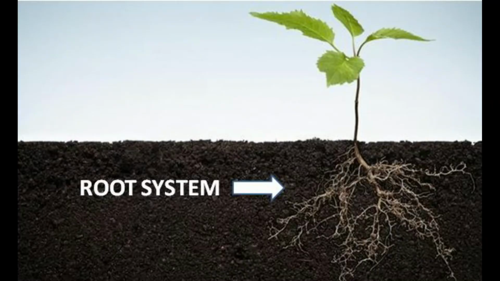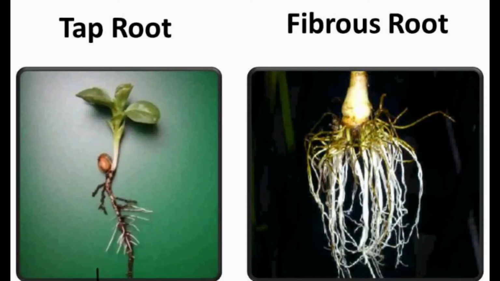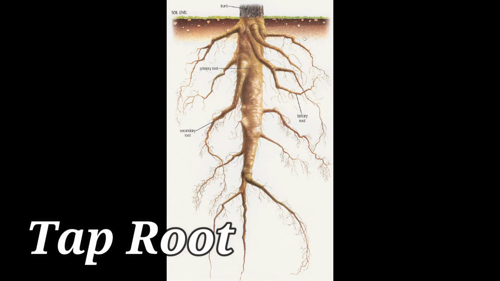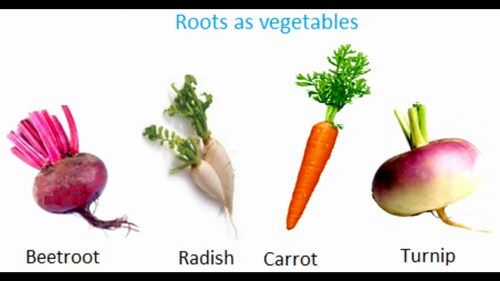The root system plays a very important role in the growth of a plant. The root system is of different types. They are taproot and fibrous root. What is taproot? The main root is thick and grows vertically downwards into the soil. This is called taproot. Many small roots may grow laterally from the main root. For example, mustard, turnip, sunflower, carrot, and radish.